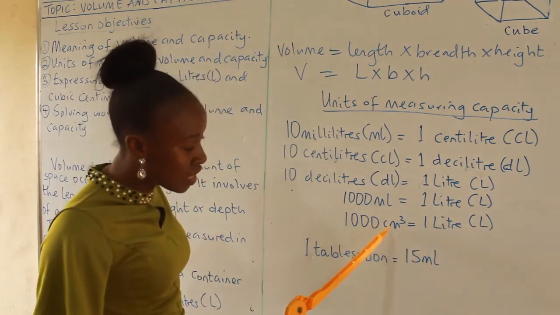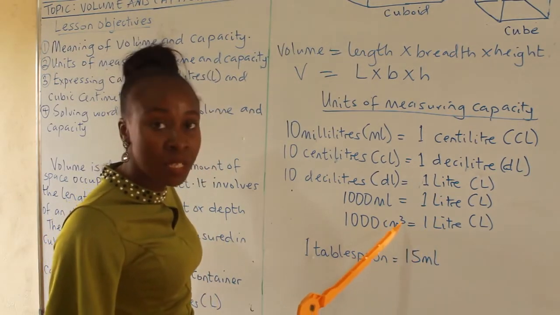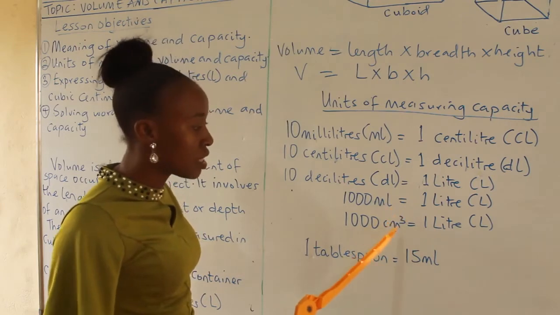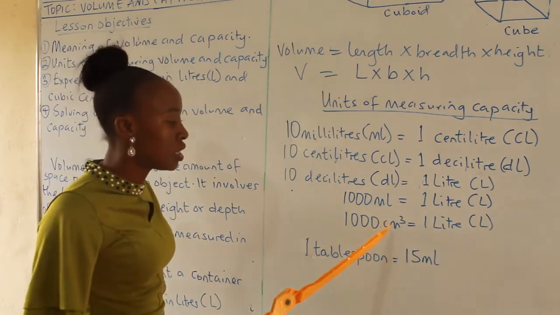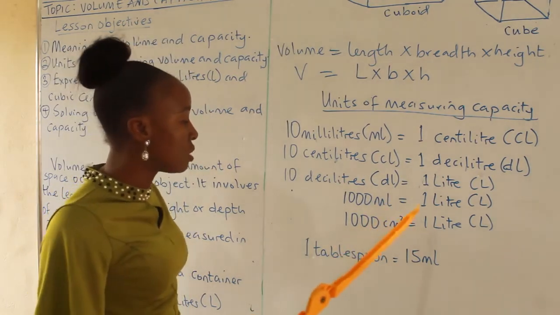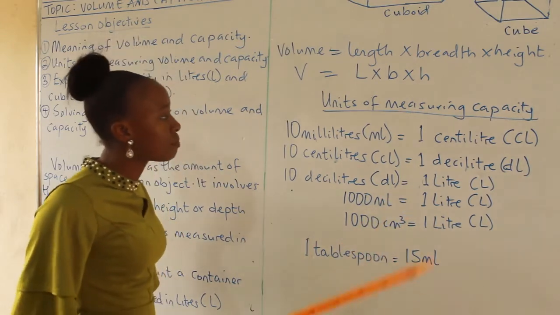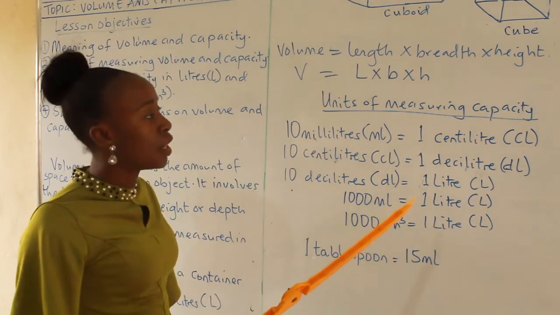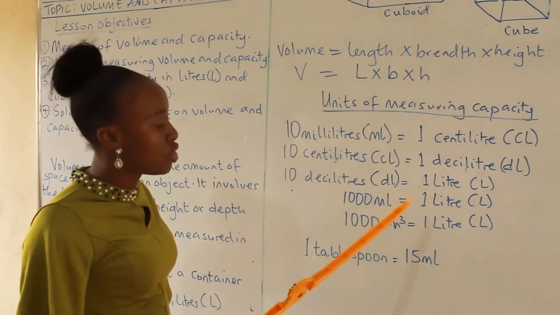Remember, I pronounce this as centimeter cube. That's how we call it: cm cube, centimeter cube. Alright. These are the units of measuring capacity.